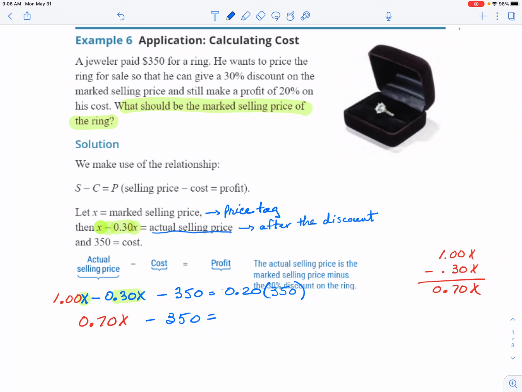And let me go ahead and take 20% of 350. That's $70. That's the profit that he hopes to make. All right, so now let's solve this by adding on the 350 to both sides.